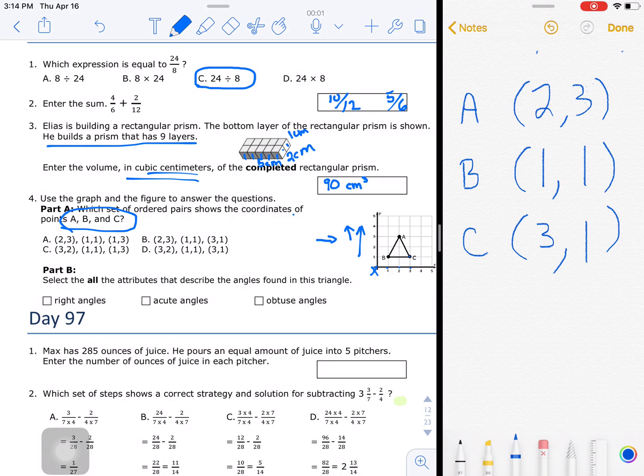Well, that's not it, because the very last coordinate pair is wrong. B, we have 2, 3, 1, 1, and 3, 1, and that is correct. And we're just going to check C and D. 3, 2, nope, that's not right. So all it takes is one of these to be wrong for the whole thing to be wrong. And that one has 3, 2. So yes, we have an answer B.